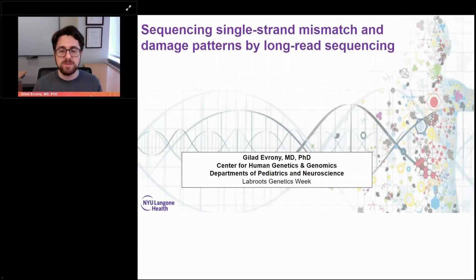I'm a faculty member at the Center for Human Genetics and Genomics at NYU Langone Health and the NYU Grossman School of Medicine, and I'm very happy to speak with you today about a new technology that my lab developed to sequence single-strand mismatch and damage patterns by long-read sequencing.